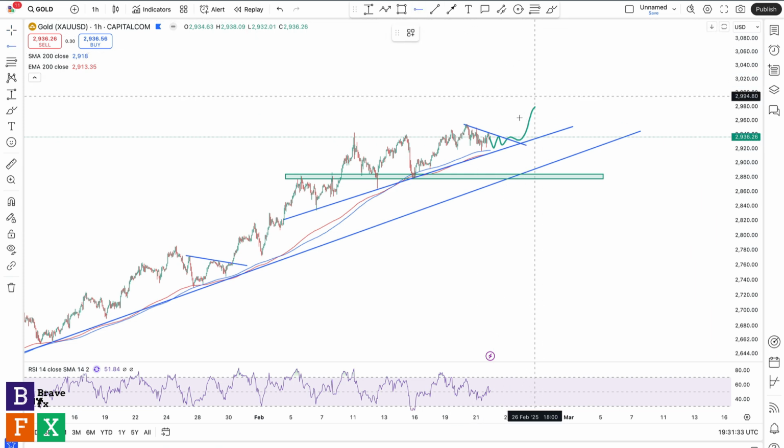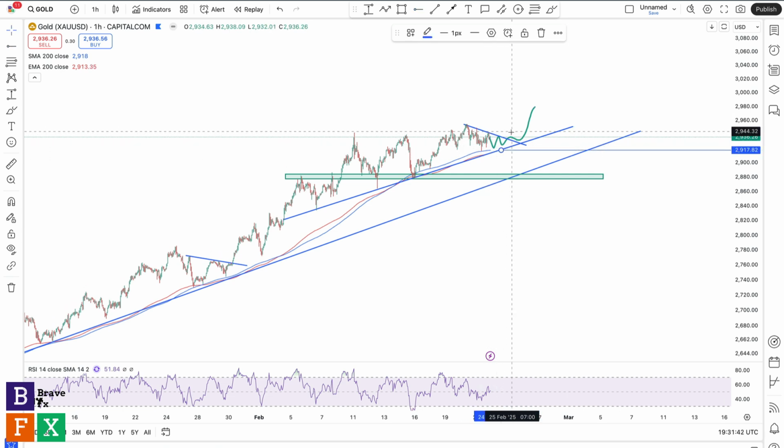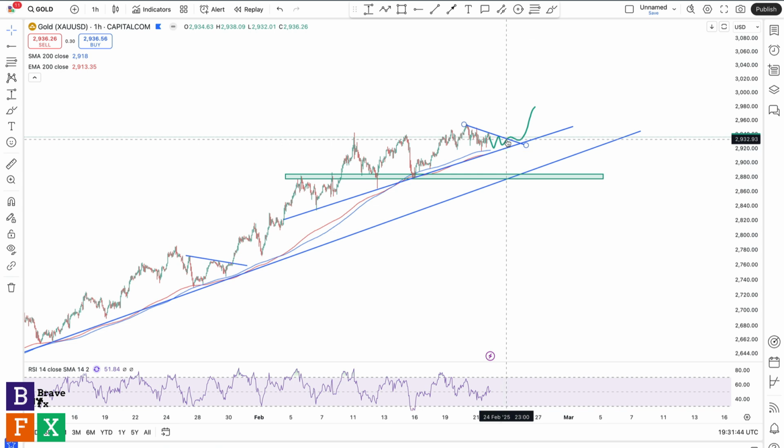Stop loss should be placed underneath this moving average. So by the time we move higher, this moving average also moves higher, right? So maybe by then your stop loss could be here, moving average could be around this price level, as the case may be. So that's my brief outlook on gold.